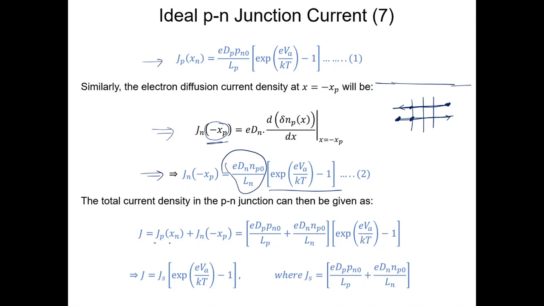depending on the doping, material and other parameters, and an exponent. We sum these two current densities, and what we get is the total current density. The total current density is a function of a constant, which we call J_s, the reverse saturation current, and an exponent with an offset of -1. Now here the reverse saturation current is a function of the diffusivity of electrons and holes, the thermal equilibrium minority carrier holes at the n side and thermal equilibrium minority carrier electrons at the p side, the diffusion length at the p side and the diffusion length at the n side.